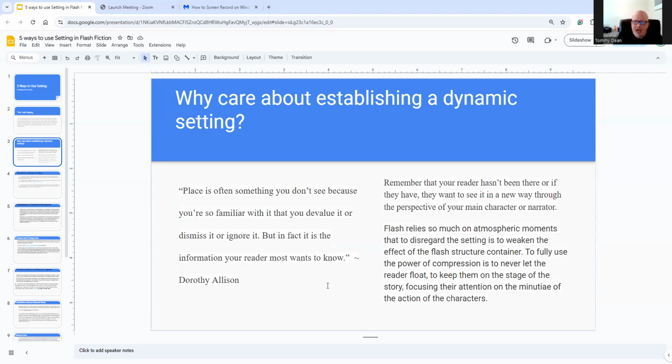Flash relies so much on atmospheric moments that to disregard the setting is to weaken the effect of the flash structure container. To fully use the power of compression is to never let the reader float, to keep them on the stage of the story, focusing their attention on the minutiae of the action of the characters. Setting is a way to make sure that the reader knows exactly where the characters are at and how the setting can impact the main character's world.